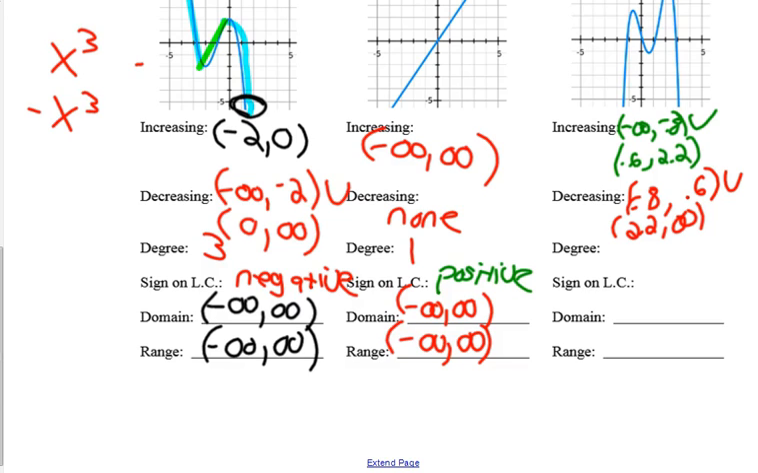All right, how many turning points does this have? Count the turning points. 3, which means the degree is 4.